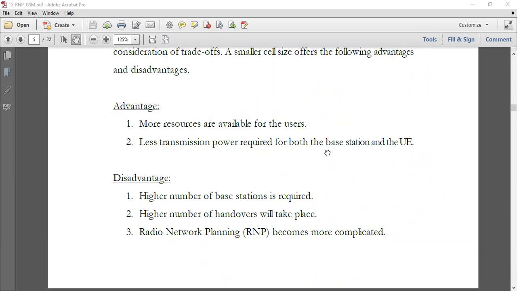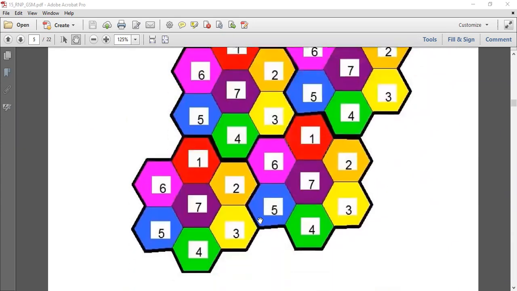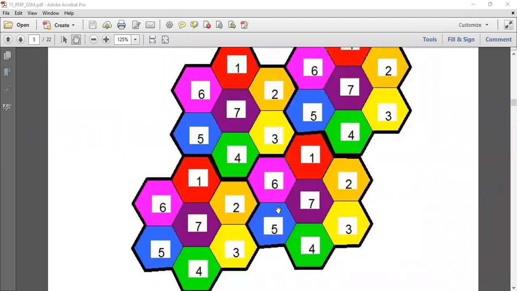Now we can check here actually. We know that the cluster size is 7. Now give me the values of I and J here. Start from any cell and finish at its co-channel cell. What are the values of I and J? So is it I 2 and J 1? Either you can take I 1 and J 2 or I 2 and J 1, both are fine.